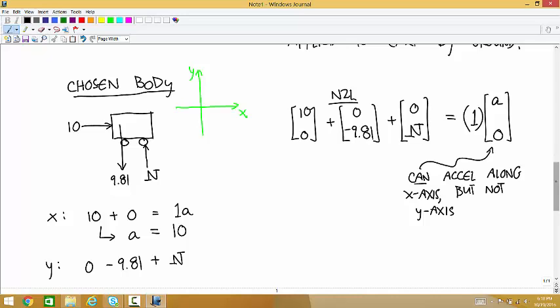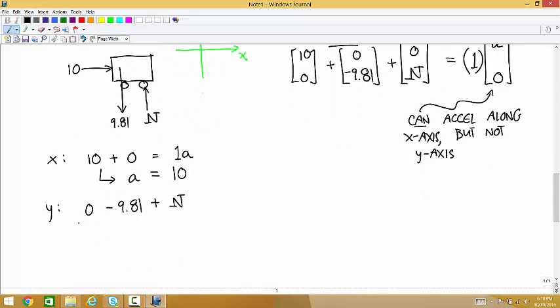Okay, so the y equation says 0 minus 9.81 plus n is equal to 0. So algebraically solve for n, and we get that n is equal to positive 9.81.